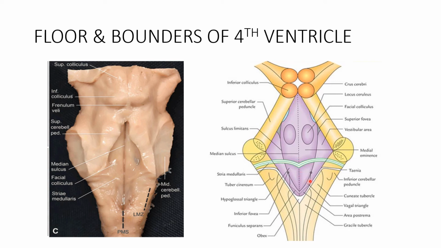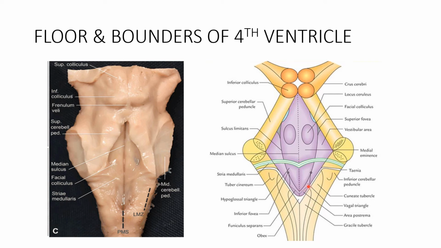Now we can see the vagal triangle. Beneath the vagal triangle lies the dorsal motor nucleus of the vagus nerve. The vagal triangle is crossed by the narrow transverse ridge. Here you can see the narrow transverse ridge, the funiculus separans. You can see the funiculus separans.